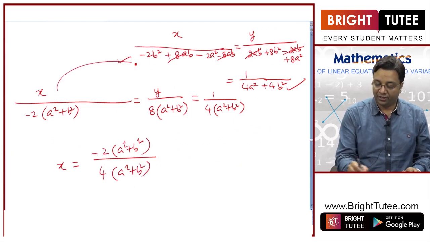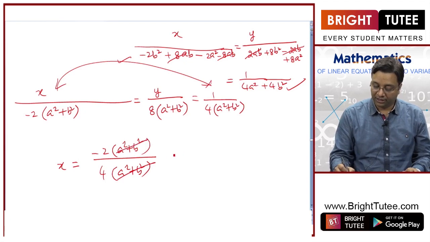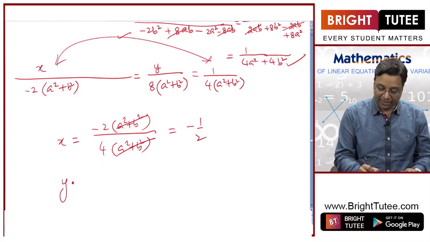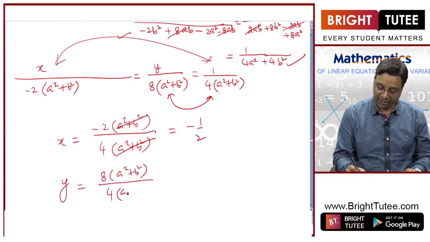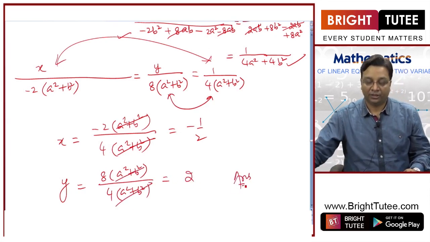I have equated these two. Okay. So, this got cancelled here. Minus 1 by 2 is the value of x. For finding value of y, I will compare these two. So, y is equal to 8 a square plus b square divided by 4 a square plus b square. So, the value is 2. Okay. So, this is the solution.